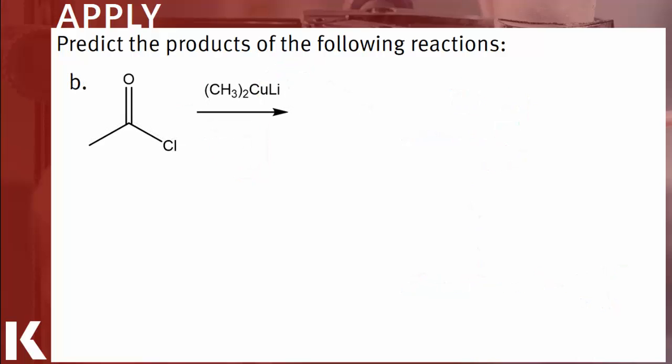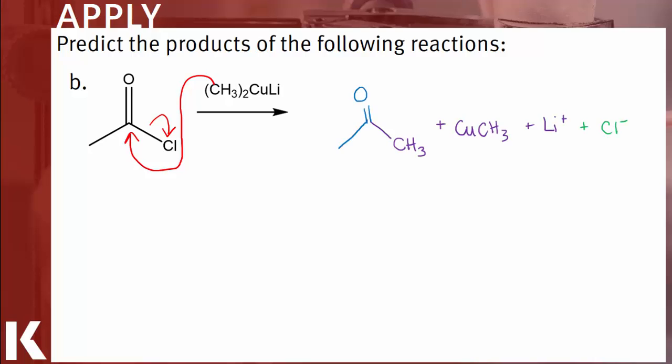The second reaction is ethanoyl chloride with lithium dimethyl cuprate, which is a Gilman reagent. Recall that one of the alkyl groups will function as a nucleophile, so the methyl group will be the nucleophile that attacks the carbonyl carbon, and the chloride will leave to form our product, acetone. In this reaction, we're swapping out an acyl chloride for a ketone.